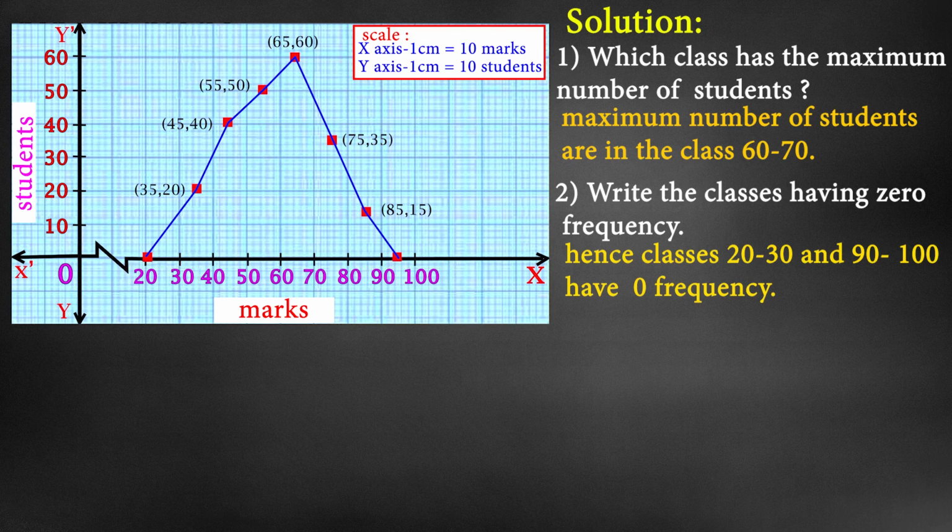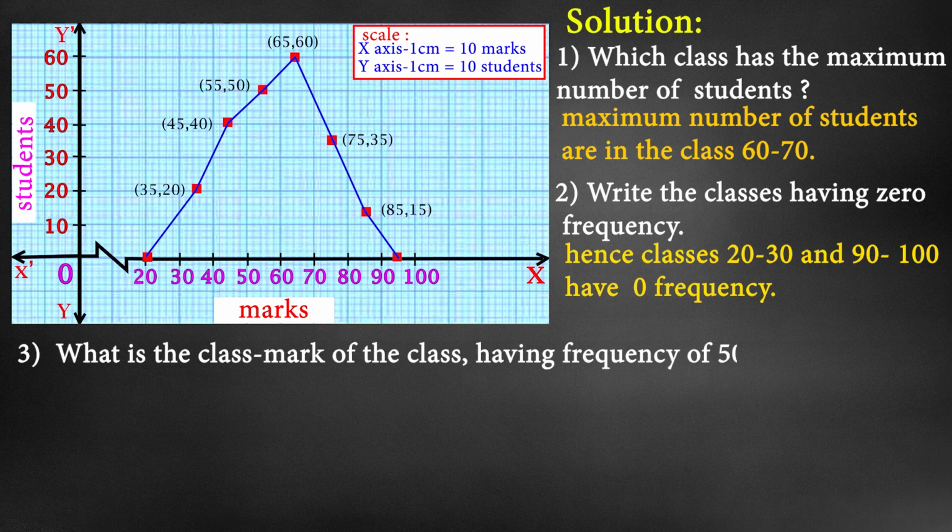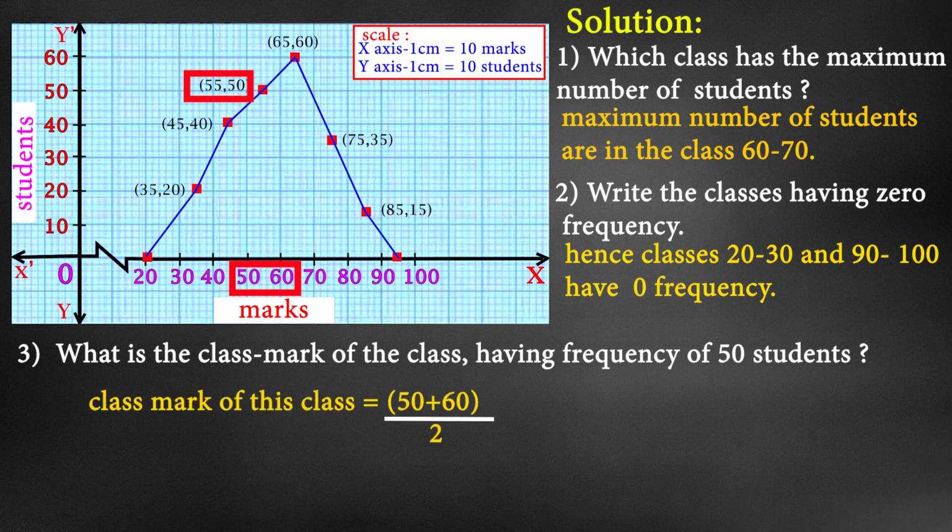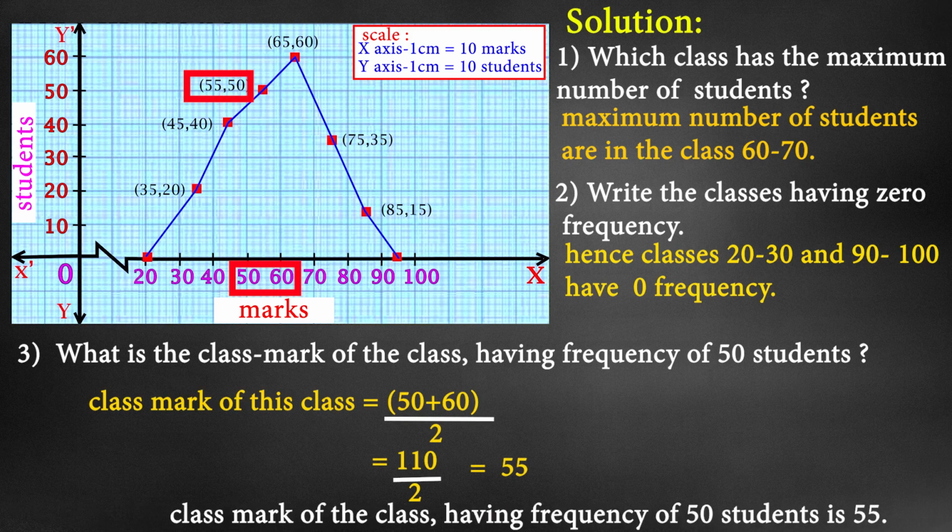Now, answer of point number 3. What is the class mark of the class having frequency of 50 students? Students, point indicating frequency of 50 students is (55, 50). Below this point is the class 50 to 60. Now, class mark of this class is equal to 50 plus 60 upon 2, that is equal to 110 upon 2, that is equal to 55. Hence, class mark of the class having frequency of 50 students is 55.